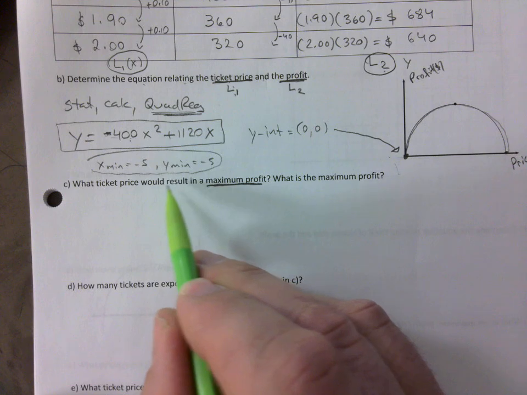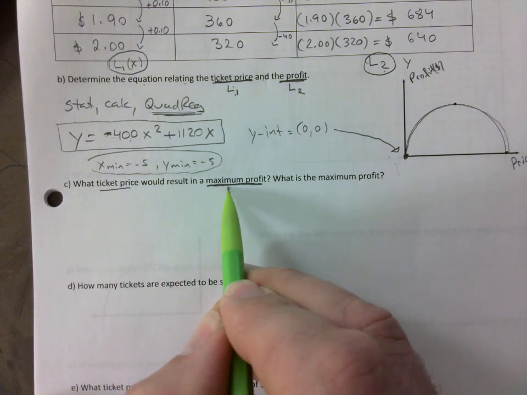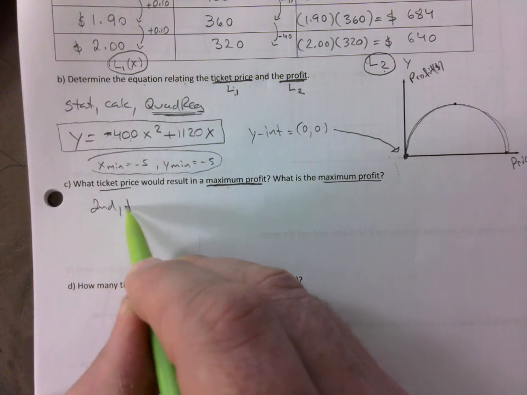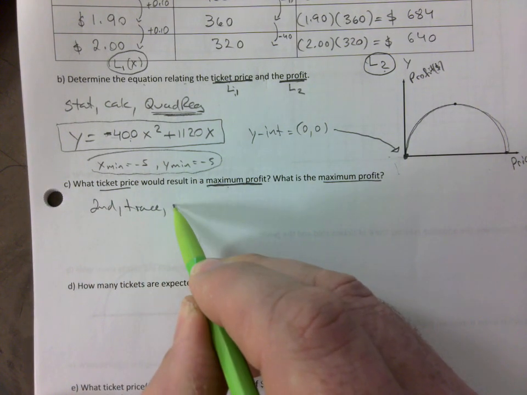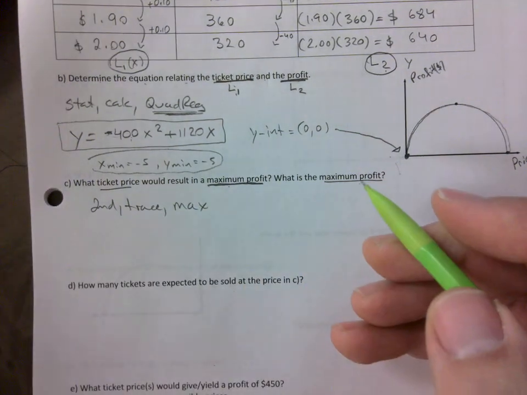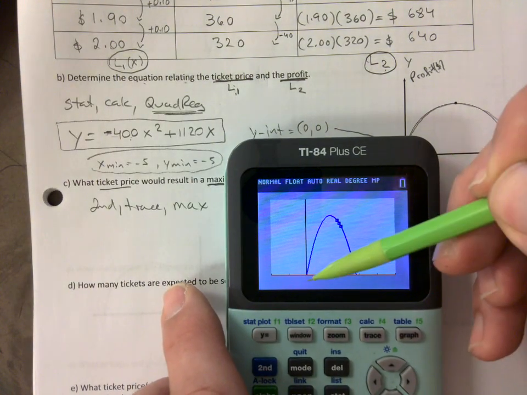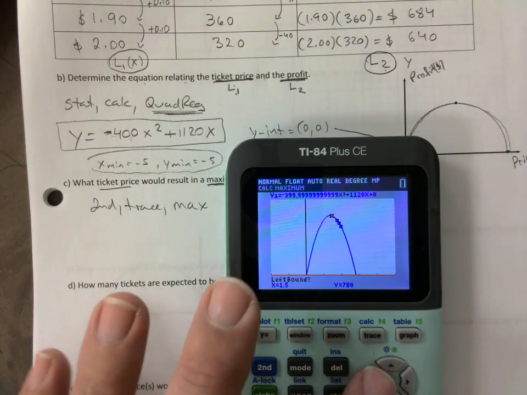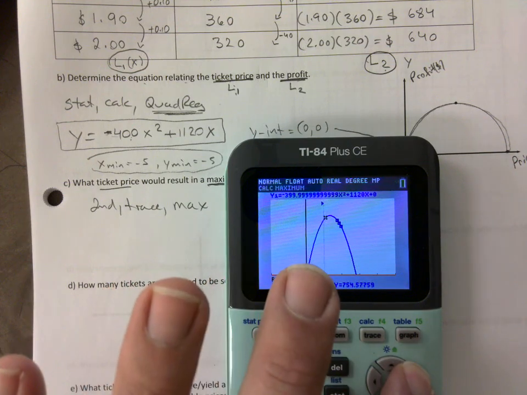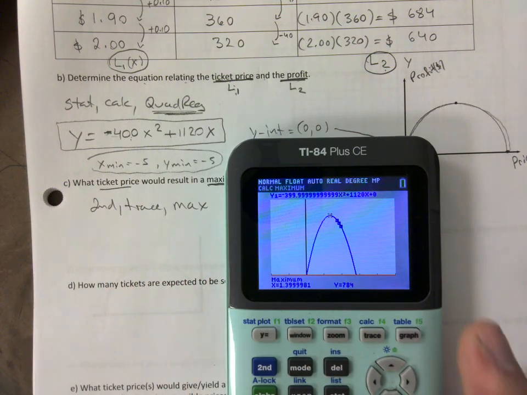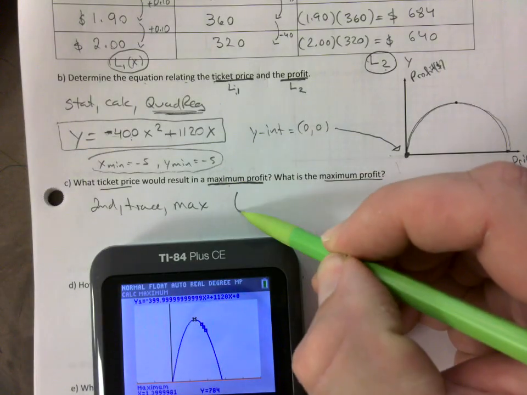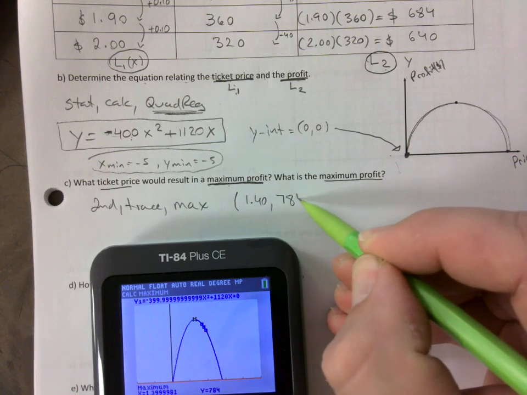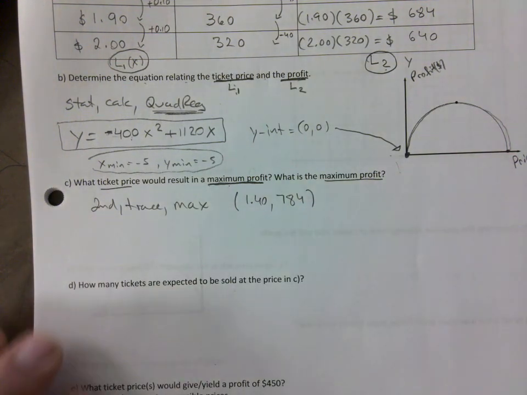Okay. What ticket price will result in the maximum profit, and what is the maximum profit? Let's find the vertex. Second trace max. Okay, so we're going to find that vertex where the maximum profit is going to be found. Second trace max, go to the left, go to the right, and the max is, I'm going to write down the coordinate, 1.40, 784. That is the coordinate of the vertex.